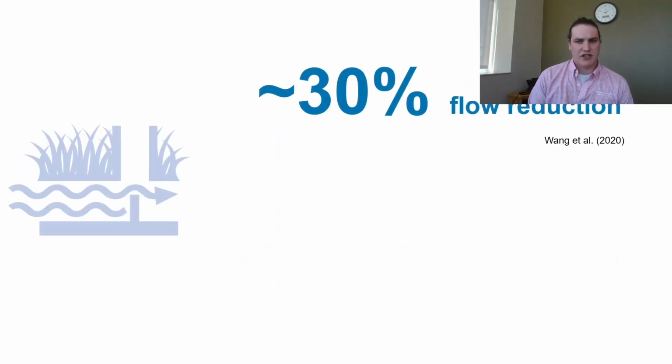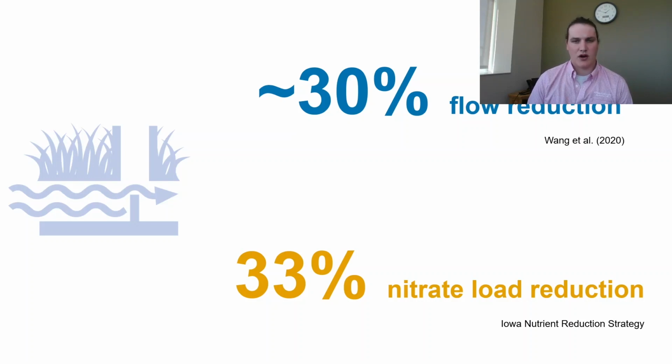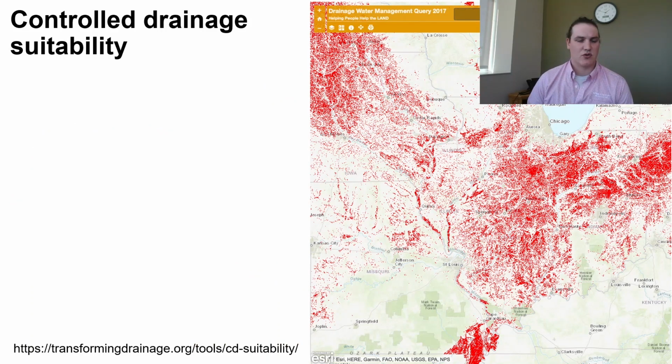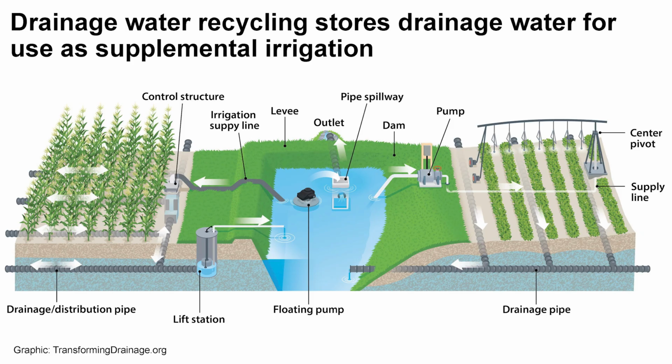Controlled drainage usually reduces the flow of your water by 30%, and of the water that is reduced, 33% of the nitrates are treated. So you're getting about as much flow reduction as you do nitrate reduction. It's a pretty successful practice. This is a quick map that shows the area where controlled drainage is suitable. Basically most of the Midwest, especially along the Mississippi River corridor, Northwest and North Central Iowa, has tons of opportunities. And across the state, all that red is opportunities.